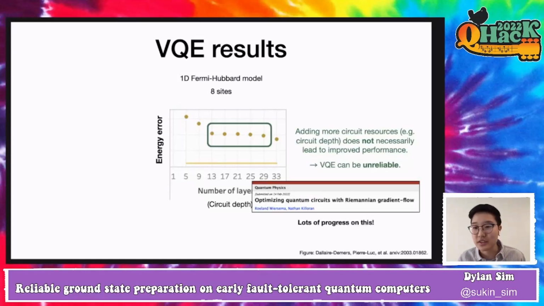However, I also want to note that there's been lots of really exciting progress trying to deal with or improve upon this unreliability of VQE. One of the very recent examples being Nathan's work, as well as Roland at Xanadu, developing a new method for optimizing deep quantum circuits. And so I thought it's worth highlighting that even though this seems to be a major issue of VQE, there's lots of work going into improving upon it.